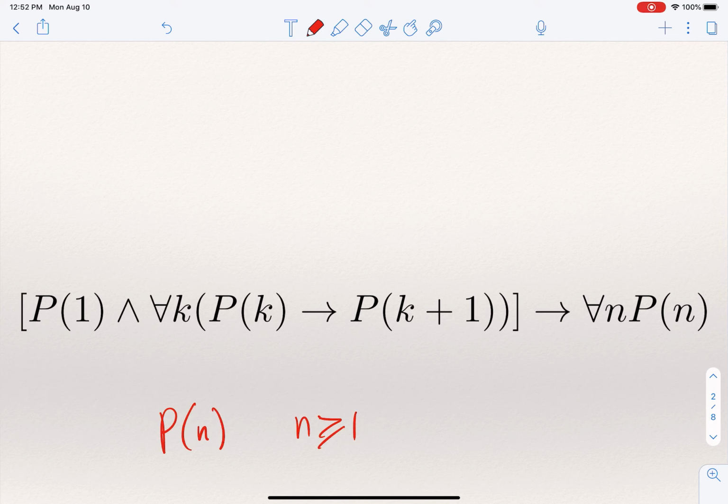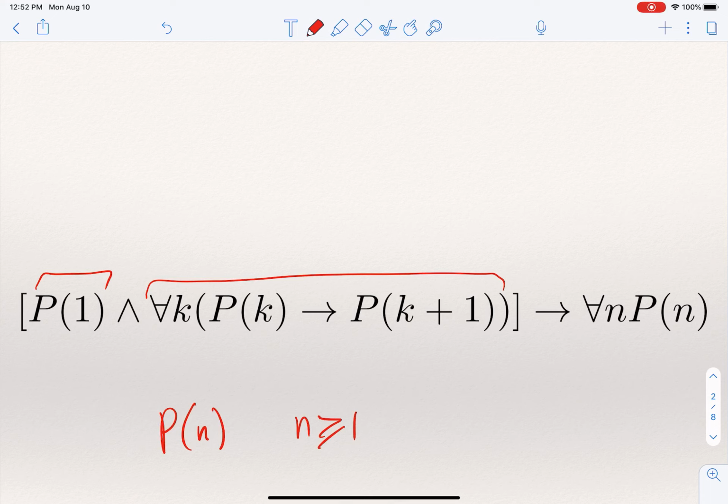What this is saying is that imagine that you proved that P of 1 is true. Whatever that propositional function is, imagine that when we plug 1 into that function, we get the value true. Also imagine that we prove the following, that if you take an arbitrary k that's greater than or equal to 1, then P of k implies P of k plus 1. Suppose you can prove this for an arbitrary k, that once you assume P of k is true, you can show that P of k plus 1 is true.